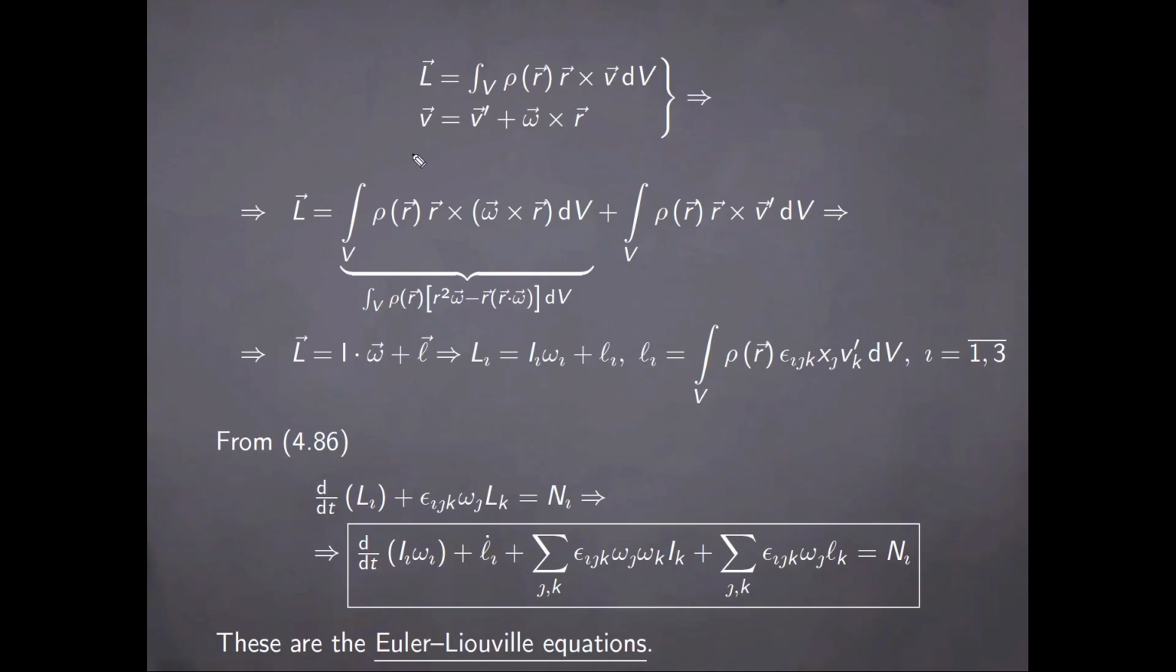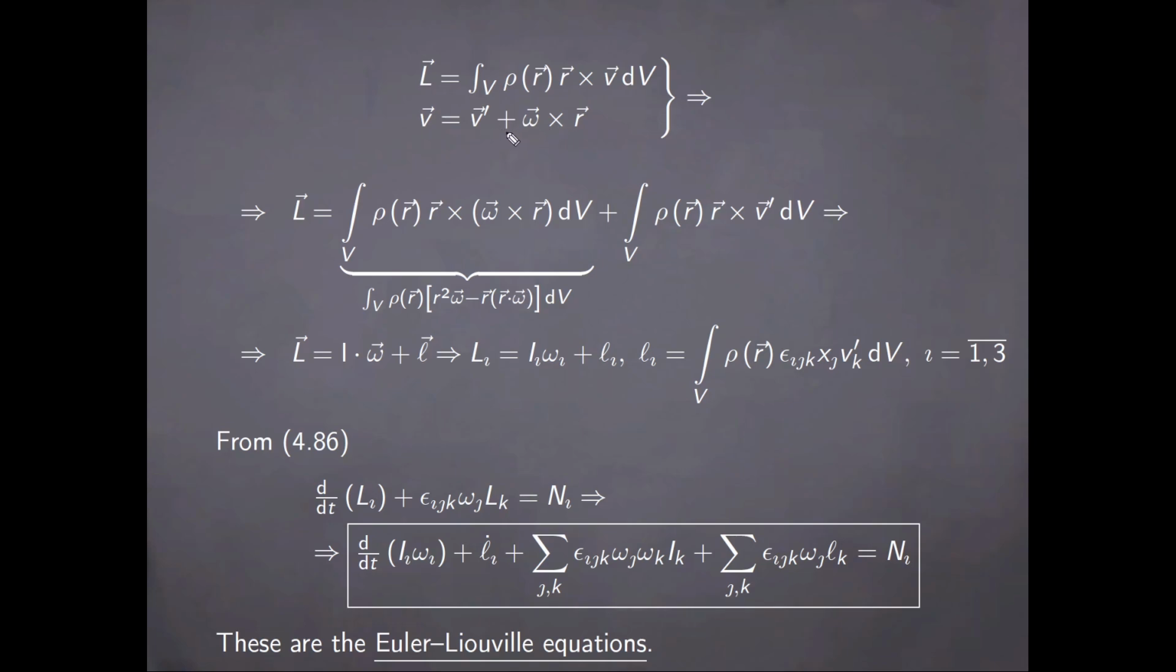Now it is possible to generalize Euler's equations as follows. The angular momentum of a rotating body having a continuous mass distribution is given by this integral. And we know that the velocity for each element of mass can be written in terms of the rotating frame as the velocity in the body frame plus this cross product between the angular velocity of the body and the radial vector of a specific mass element.